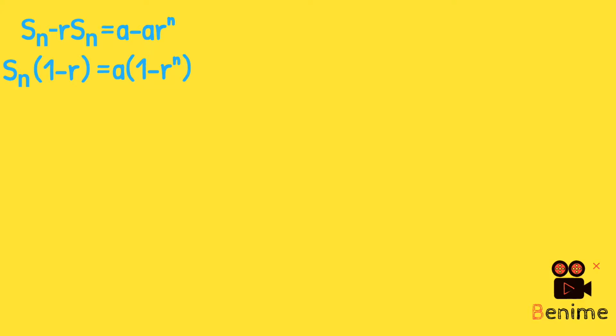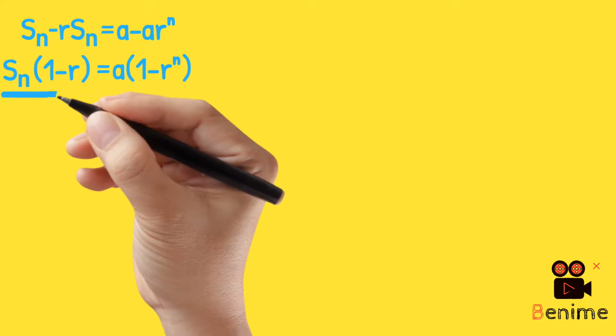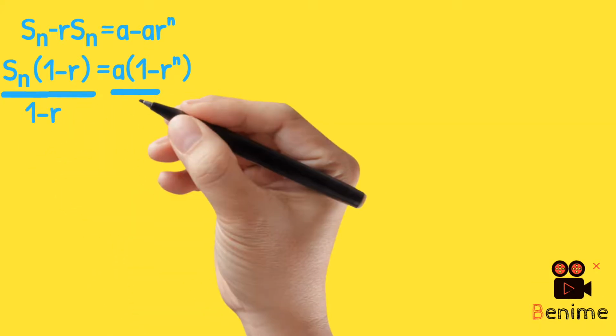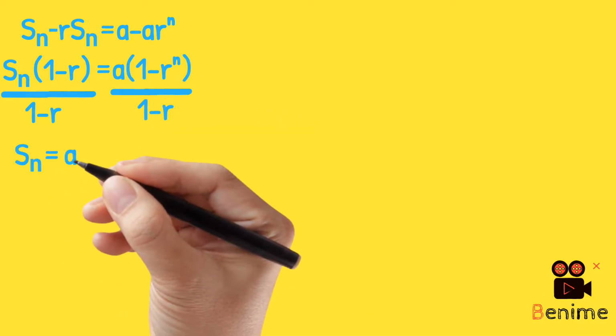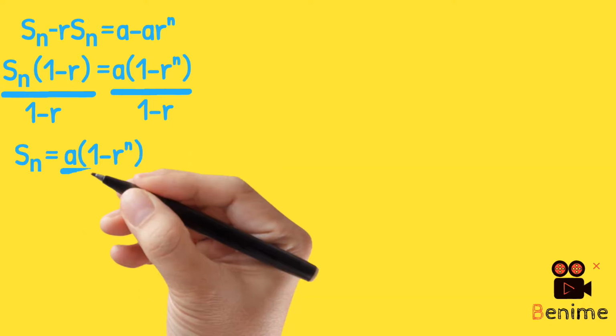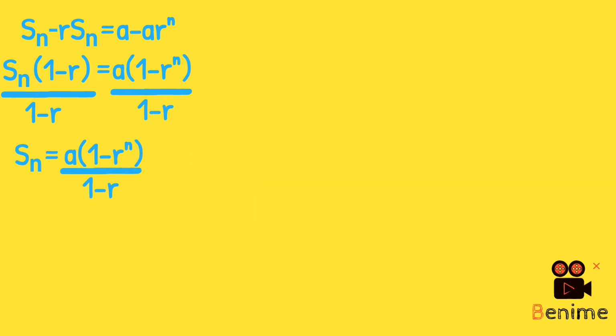Now remember our goal is to find the sum of n terms, that's Sn. So to find Sn, I'll have to divide both sides by 1 minus r so that only Sn will be left on the left hand side. So dividing both sides by 1 minus r, 1 minus r will cancel 1 minus r on the left hand side, leaving only Sn. So Sn will be equal to a open bracket 1 minus r raised to the power of n close bracket over 1 minus r. So this is the formula for the sum of the first n terms of a geometric progression. This is formula 1 for the sum of n terms of a geometric progression.